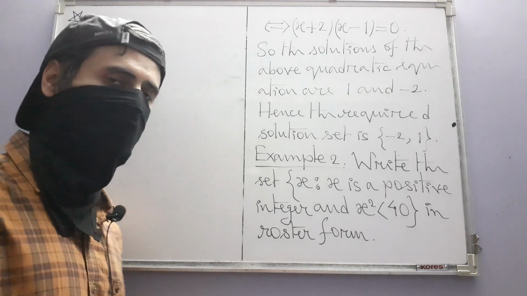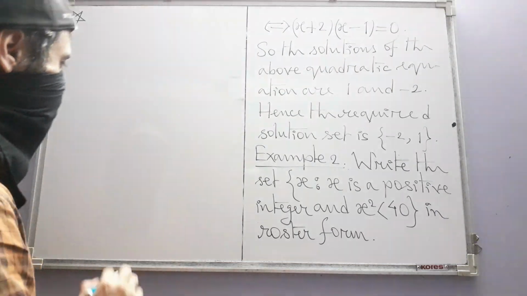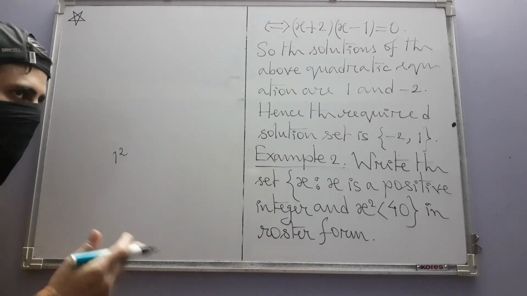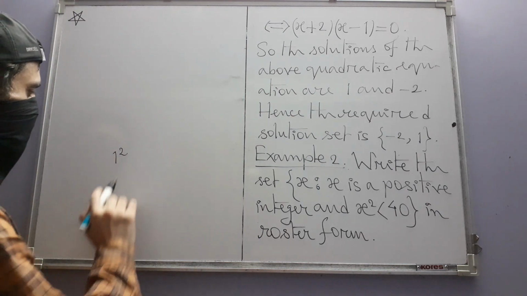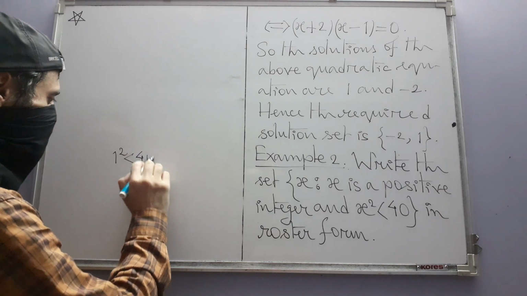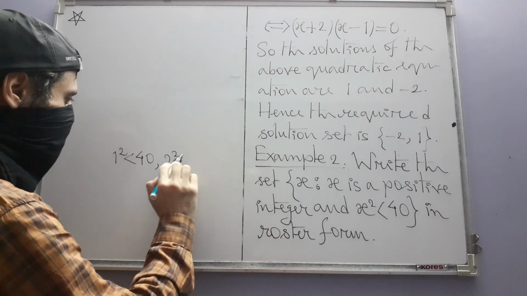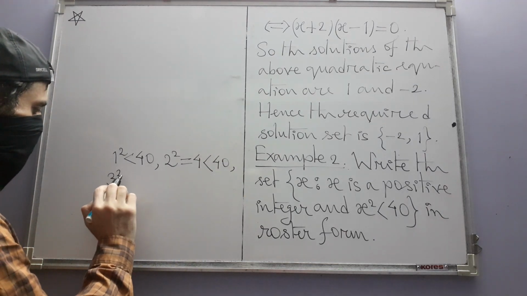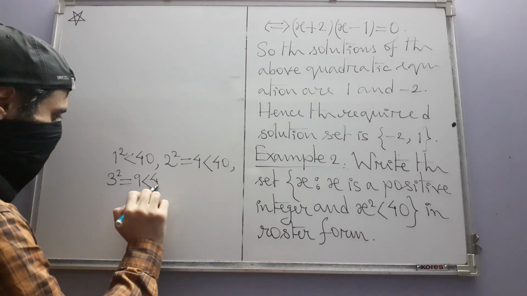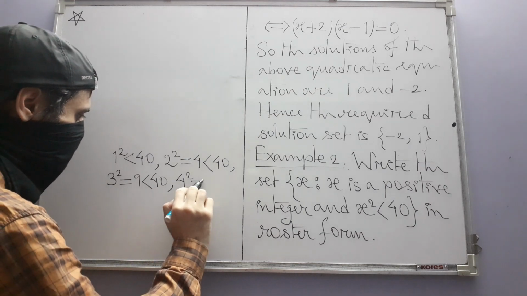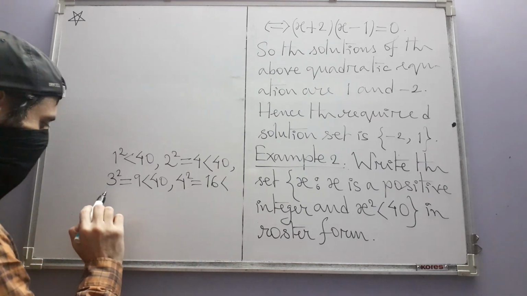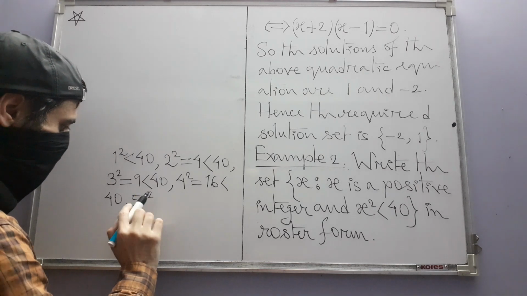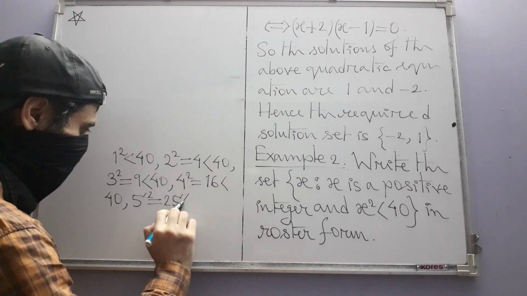Since positive integers start with 1, one after another we see the squares of the first few positive integers. 1 square is of course less than 40. 2 square is 4, that is also less than 40. 3 square is 9, still less than 40. 4 square is 16, still less than 40. 5 square is 25, that is also less than 40.